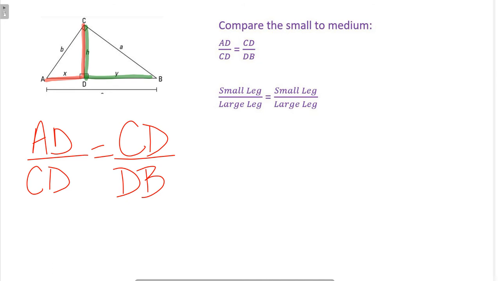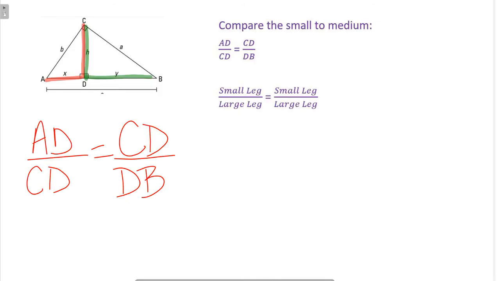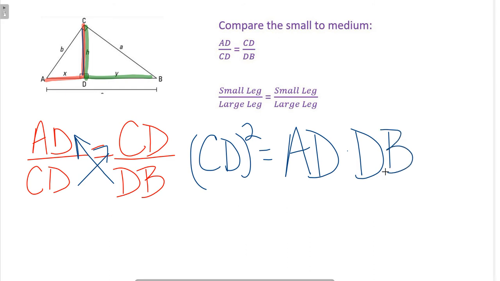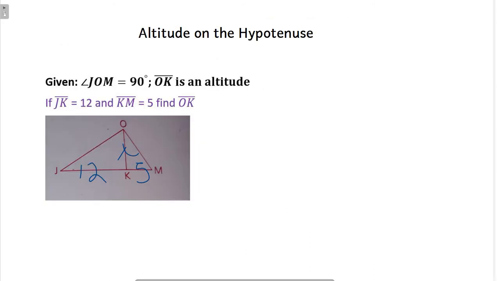Okay, well we just learned that the altitude squared, when we looked at these relationships, if we squared this altitude, CD squared was equal to the pieces of the hypotenuse of the big one. So AD times DB. Okay, so let's use that. Let's solve this with that. We know that x squared is equal to 12 times 5.